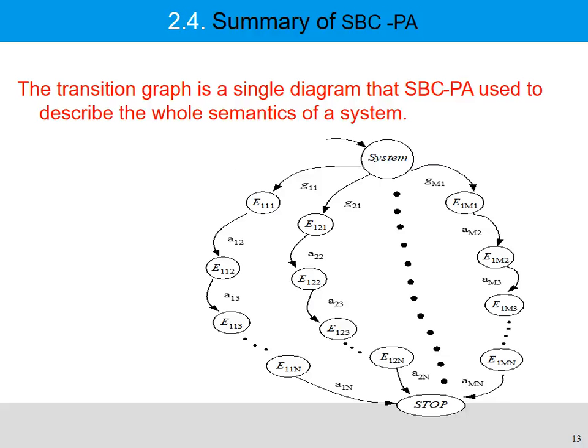Now, let's have the summary of SBC process algebra. The transition graph is the single and only diagram that SBC process algebra uses to describe the whole semantics of a system.